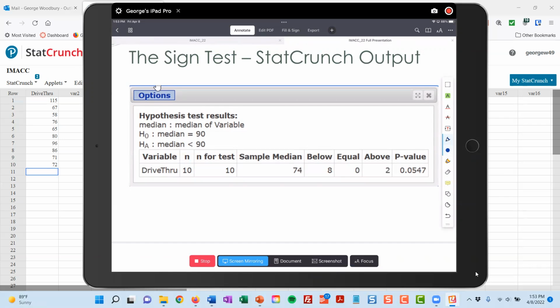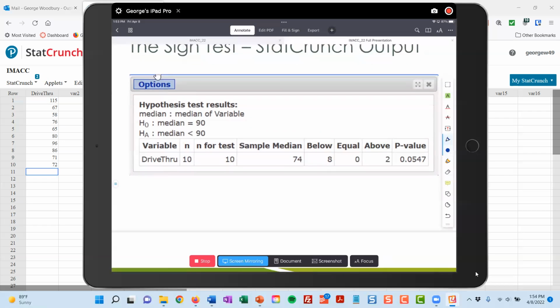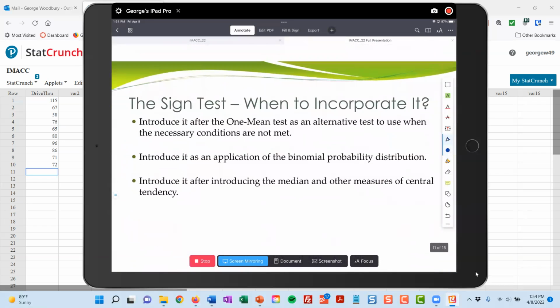And if you cover the one mean test on, say, Monday in class, you can come back and review a couple of examples and then introduce this really quickly. And once you've done some of these alternative tests, your students will pick up on it from day to day a lot faster as well. Now, in my remote setting, this is how I use this test. I introduce it after the one mean test, but it actually can be incorporated a lot earlier in the course.